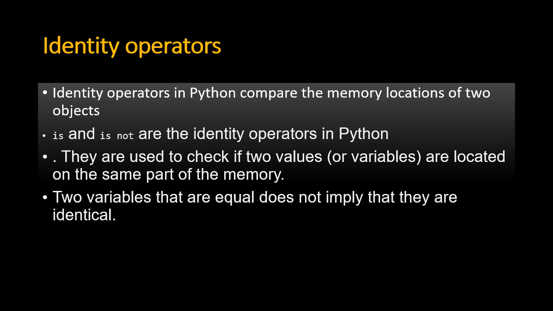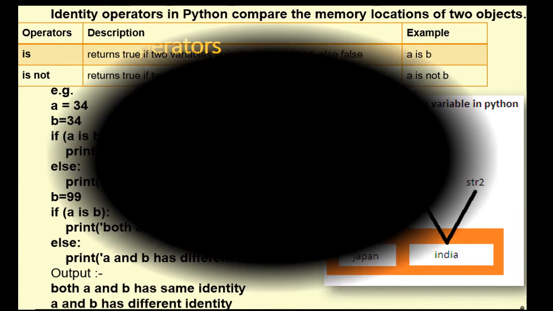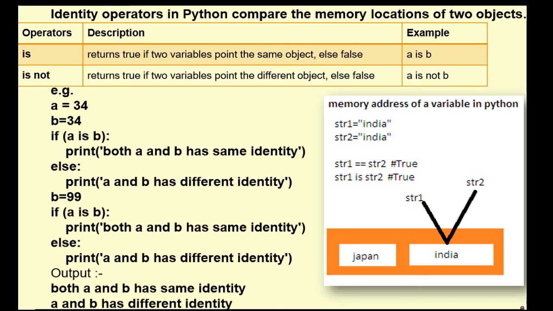If they share the same memory, it returns true. See here an example: a = 34, b = 34. So the values are the same, only the variables are different. In Python, if variables use the same value, they will share the same location. It will not store in different locations, not like other languages. In other computer languages, even though the values are the same, if the variables are different it will store in a different location. But in Python, it will store in the same location. So if a is b, that means both share the same location. So this condition is true.